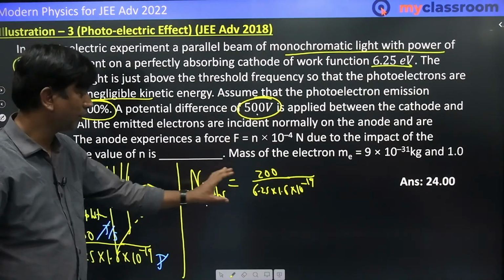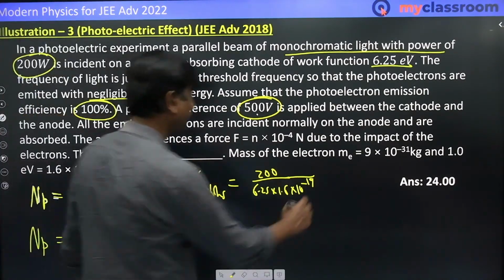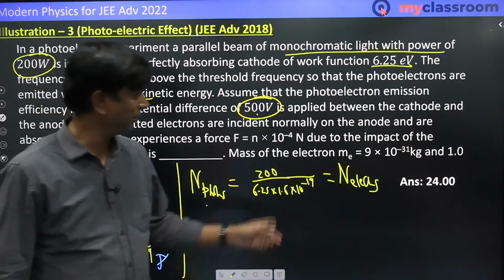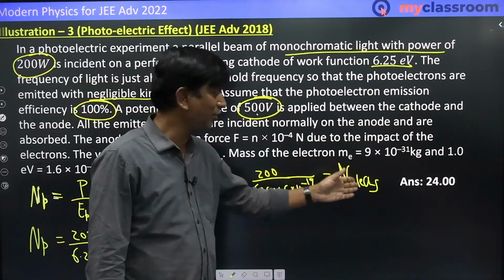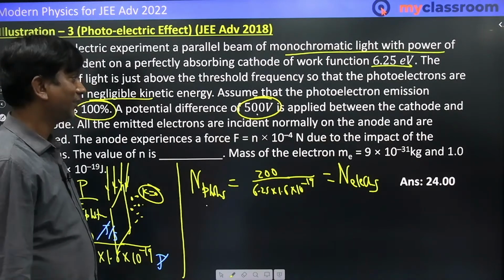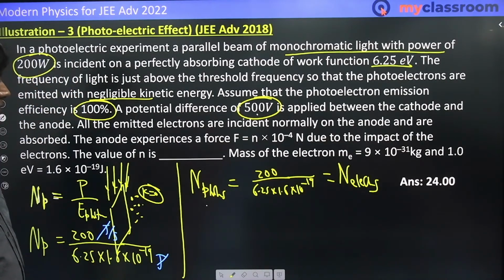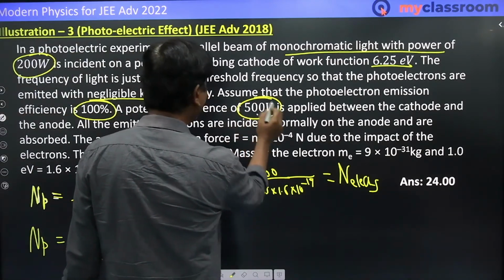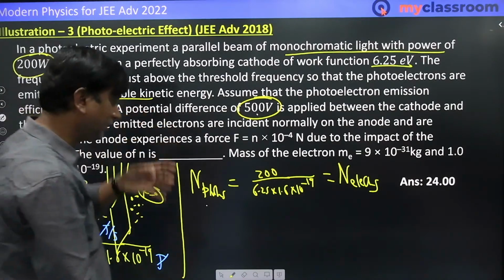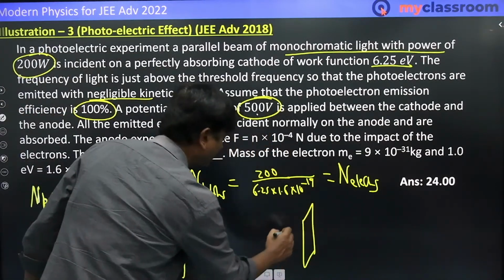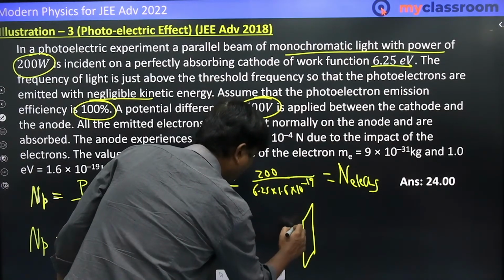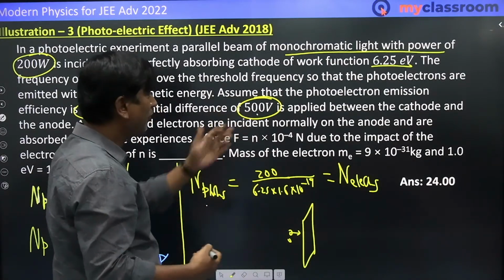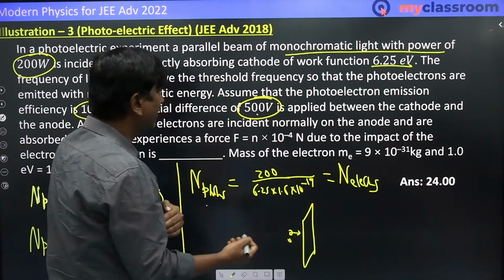So these many photons are incident on this, and the same number of electrons are ejected out per second. The same number of electrons hit the anode per second. Each electron's energy is 500 electron volts, because they are accelerated under a potential difference of 500 volts, so they acquire a kinetic energy of 500 electron volts.